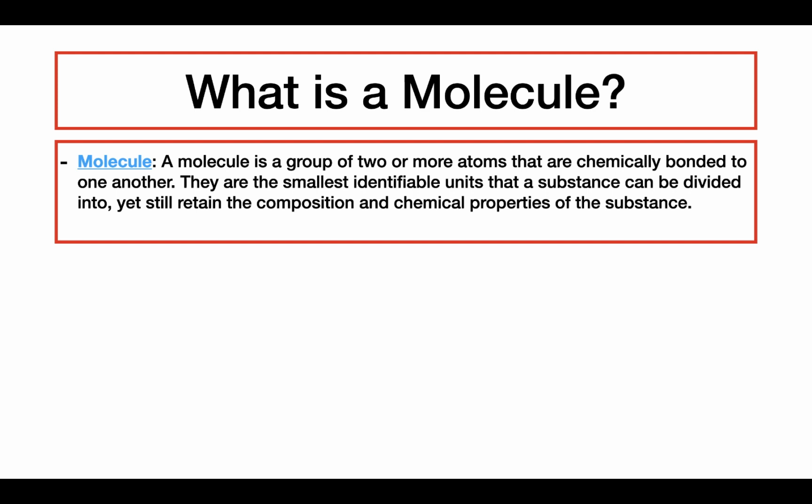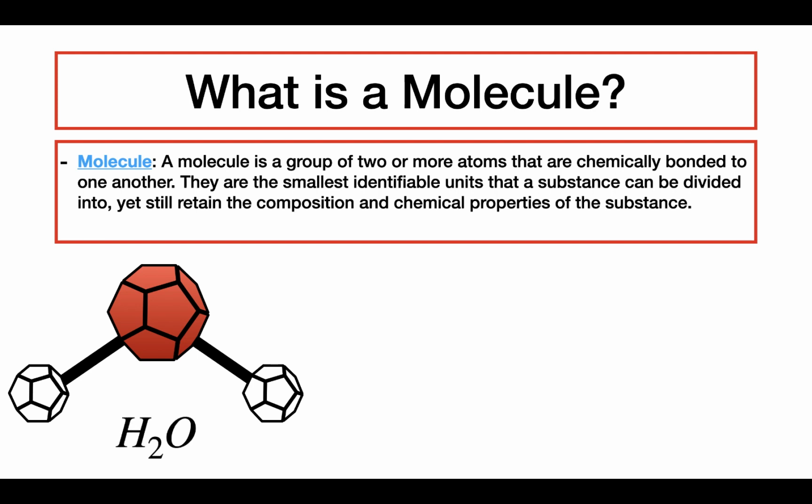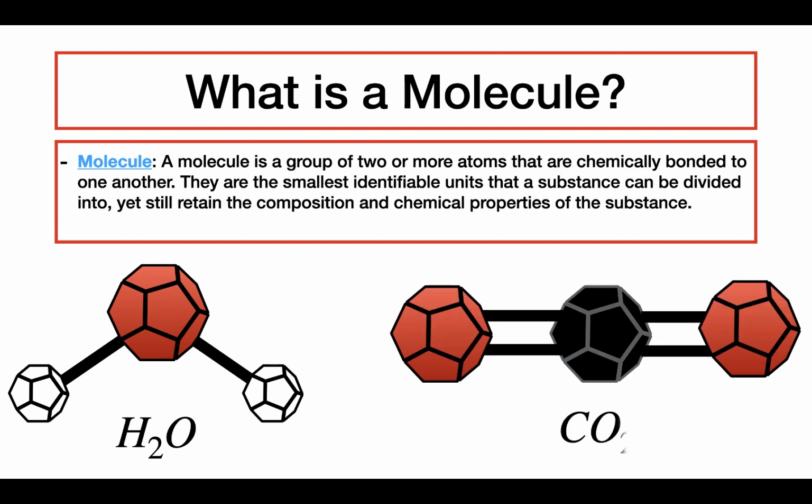So what are some examples of molecules? The first example of a molecule can be something like water. Water is an oxygen atom that is bound to two hydrogen atoms. Another example of a molecule is carbon dioxide, where you have one carbon atom that is chemically bonded to two oxygens. So now that we know what a molecule is, let's talk about the difference between molecular and empirical formulas.